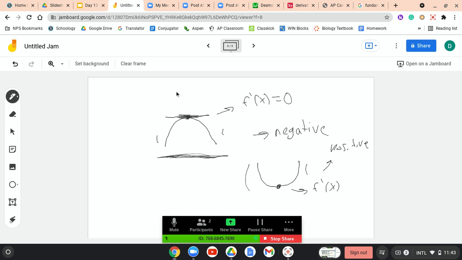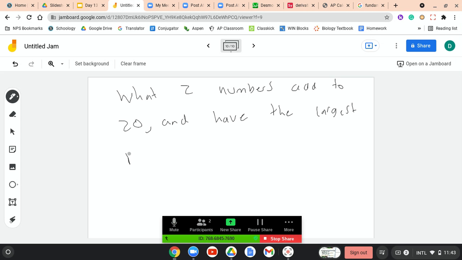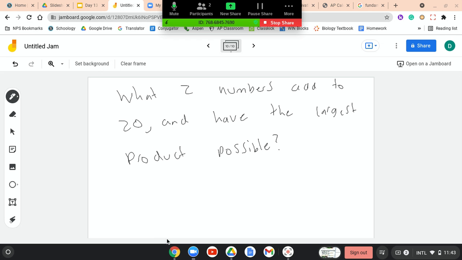Okay. So here's a question. What two numbers add to 20 and have the largest product possible? All right. 10 and 10? I think that might be the right answer if I'm being honest, but we're going to show how to do it mathematically. I forget what the answer is, but the idea is we're just trying to frame this mathematically.